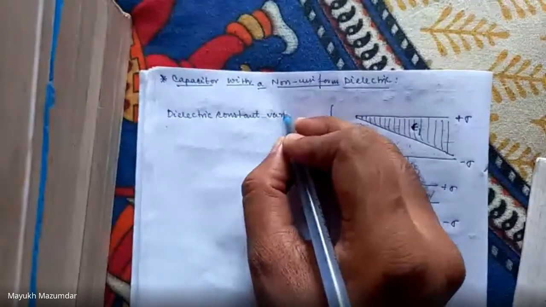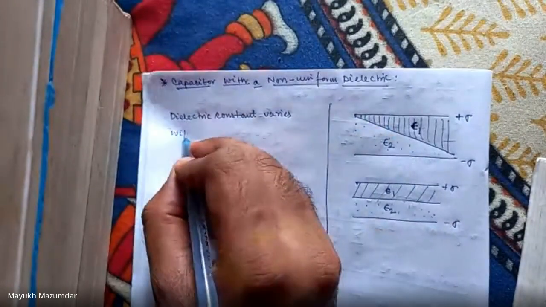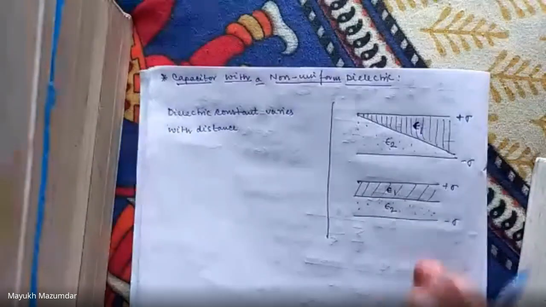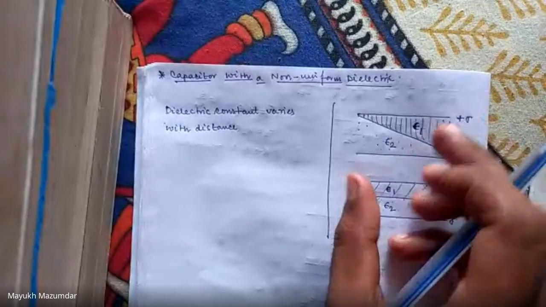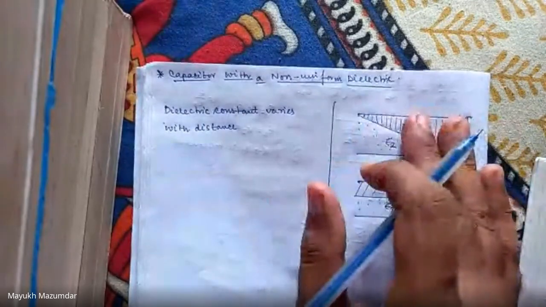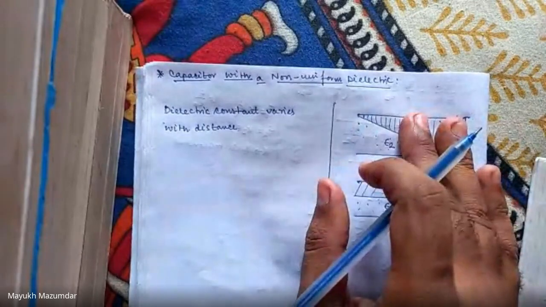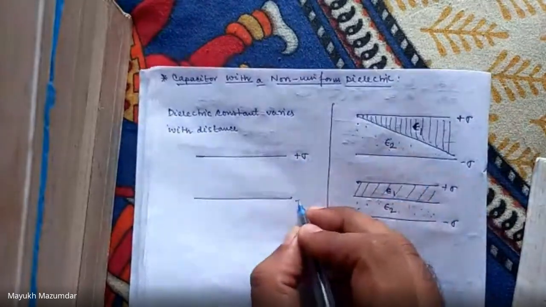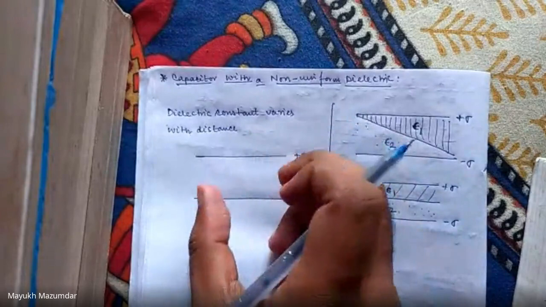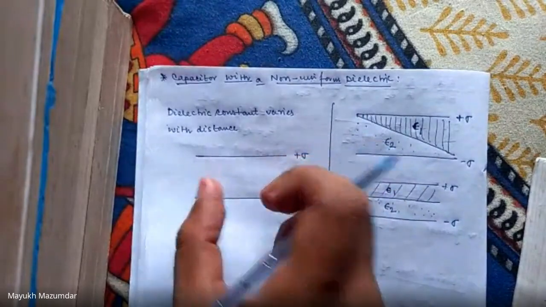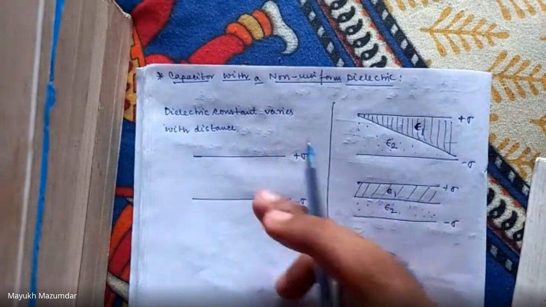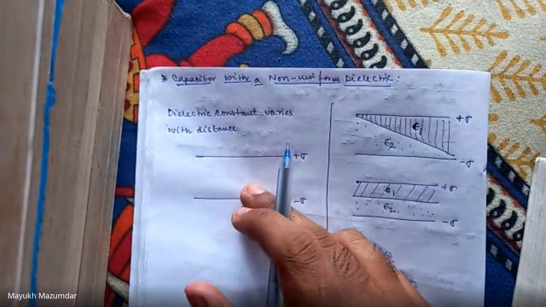varies with distance. This kind of thing also is there, but that's not in our syllabus right now. So what is the thing? I have a parallel plate capacitor, but the material inside it has a permittivity or dielectric constant that varies with the distance from one plate to another.